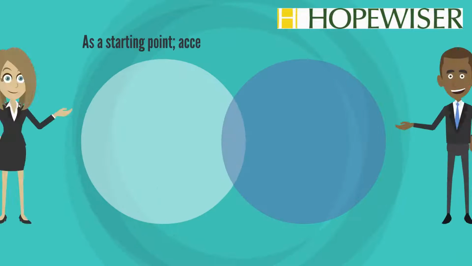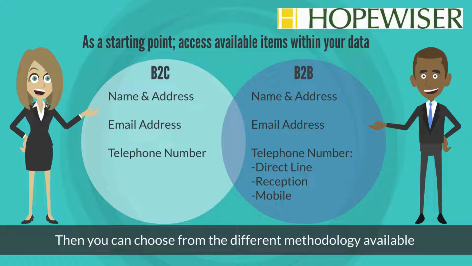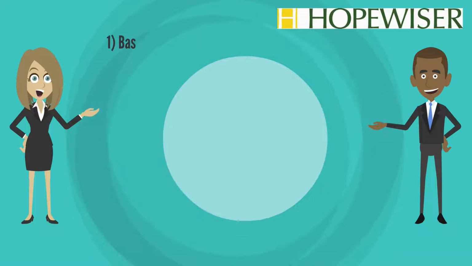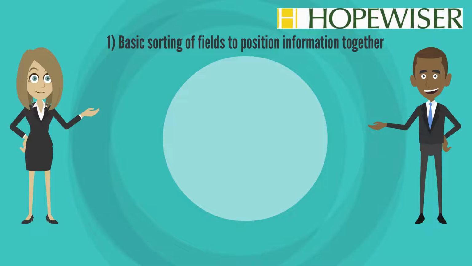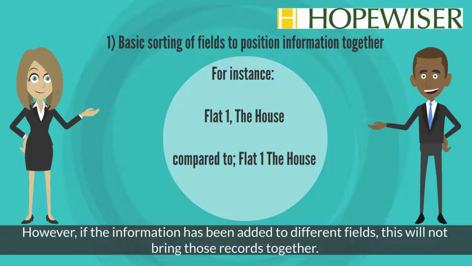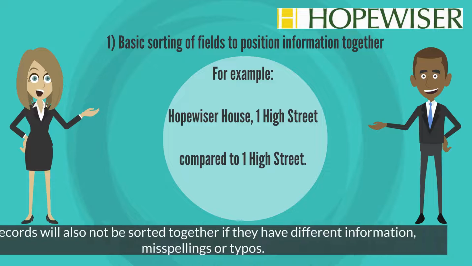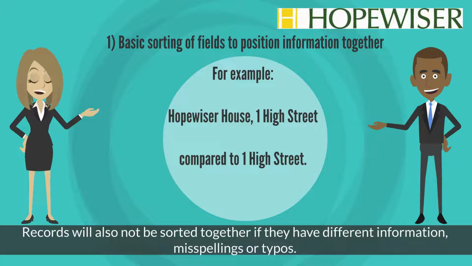As a starting point, assess which items you would normally have available within your data. Then you can choose from the different methodologies available. The first step is basic sorting. However, you must be aware that if the information has been added to different fields, this will not bring those records together. Records will also not be sorted together if they have different information, misspellings or typos.